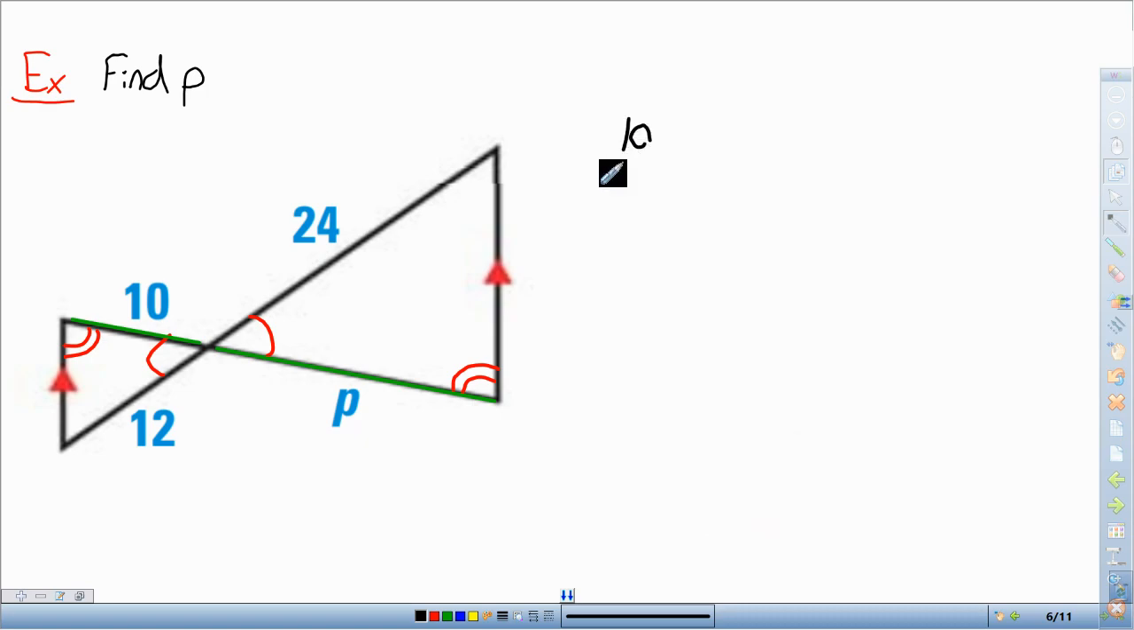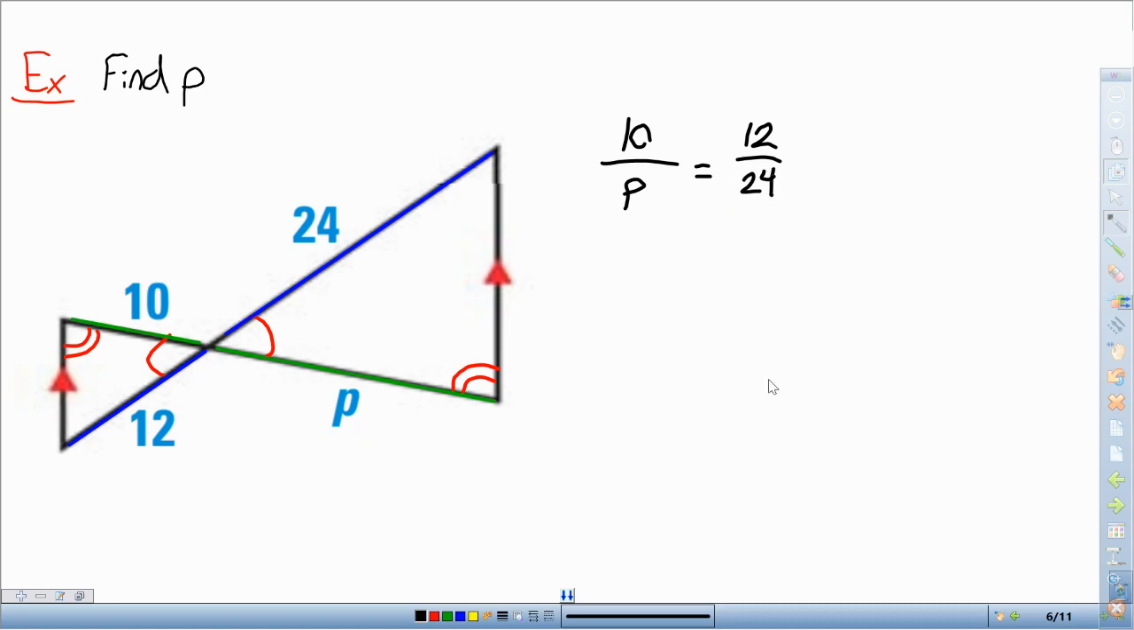So I'm going to do 10 over P for my first ratio. And I'm going to set it equal to the ratio of two other corresponding sides, and I'm going to use this side and its corresponding side, 24. Again, I'm going to work left over right, 12 over 24.